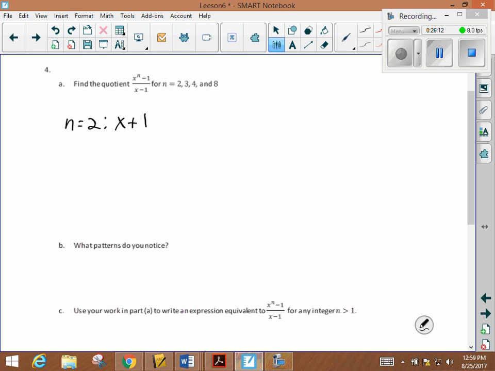Plus 1. Okay. And then when it's 3, remember with x squared plus ax for 4, x cubed, and be thinking about the pattern as we go through this.